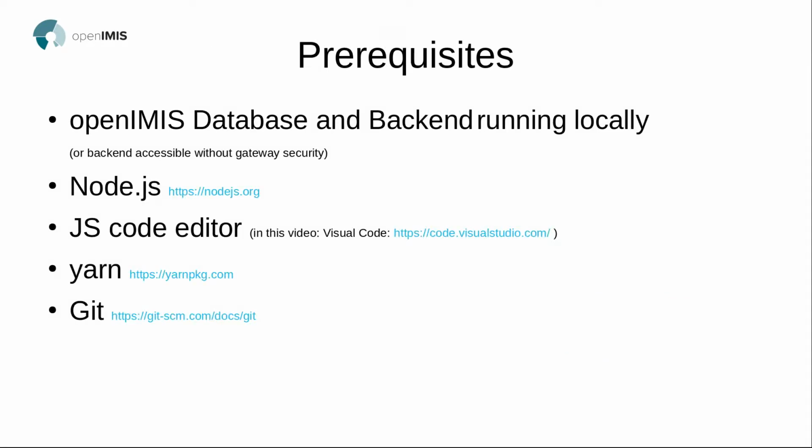To develop in openIMIS frontend, we recommend you to install the openIMIS database and backend locally. This way you will fully control your environment and be able to develop in isolation from any other developer. However, it is not mandatory. You may want to share a backend and the underlying database with other developers. To do so, you need a straight access to the backend, so without the openIMIS gateway security. Please refer to the openIMIS backend development video to reach this point.